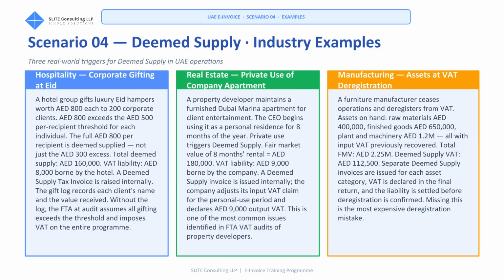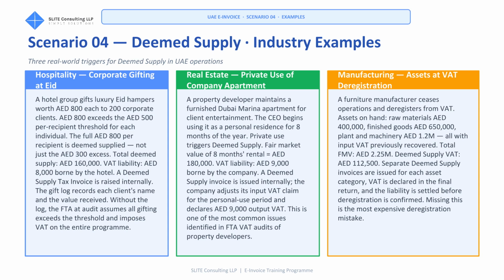First, hospitality. A hotel group gifts 800 dirham luxury Eid hampers to 200 corporate clients. Each gift exceeds the 500 threshold, so the full 800 per recipient is deemed, not the 300 excess. Total deemed supply 160,000 dirhams. VAT liability 8,000, borne by the hotel. The gift log is essential. Without it, the FTA at audit assumes the entire program exceeds the threshold.